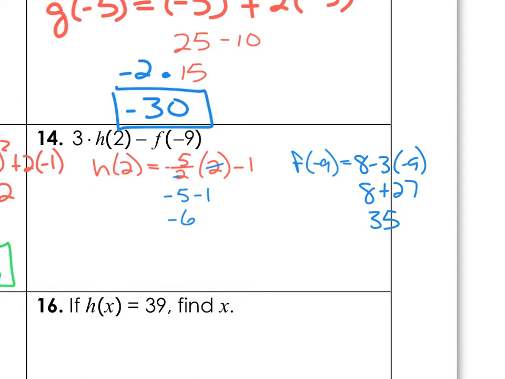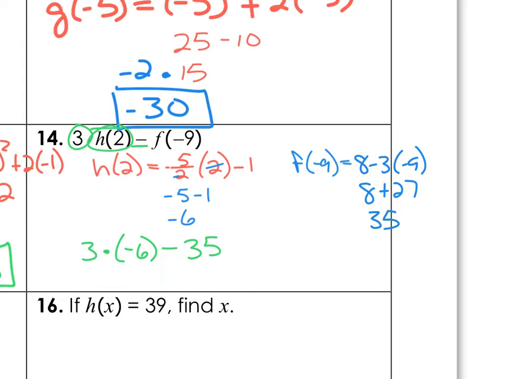Now here's what we've got. We've got 3. I'm going to rewrite this. So it's 3 now times negative 6, because as you go across here, h of 2 was negative 6. So 3 times negative 6, and then minus 35. Okay, so it's a simpler problem. It's an algebraic numeric problem.